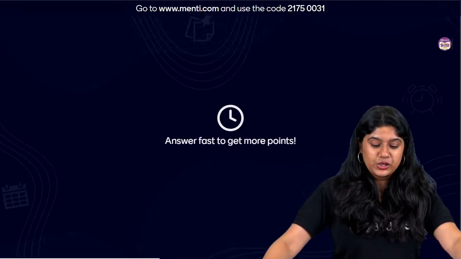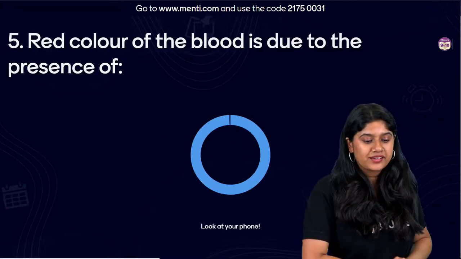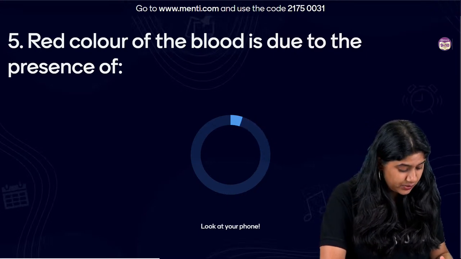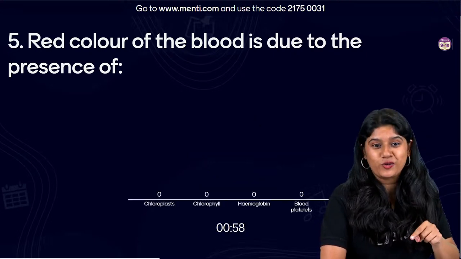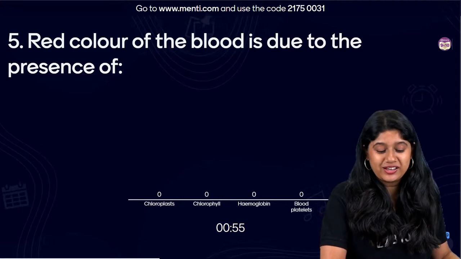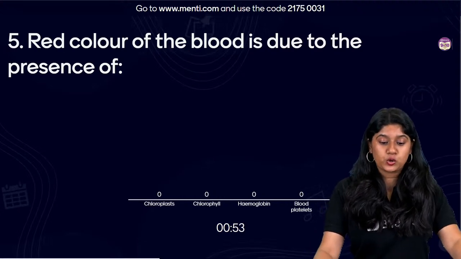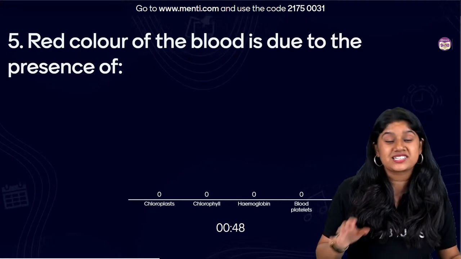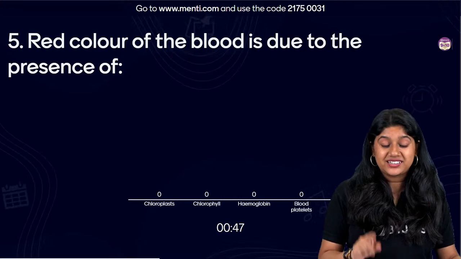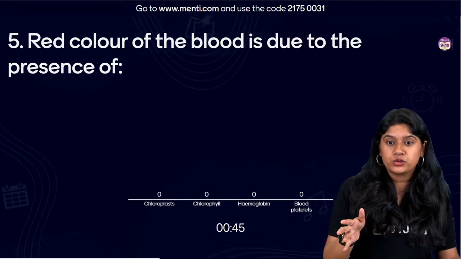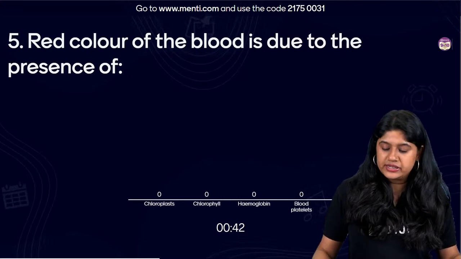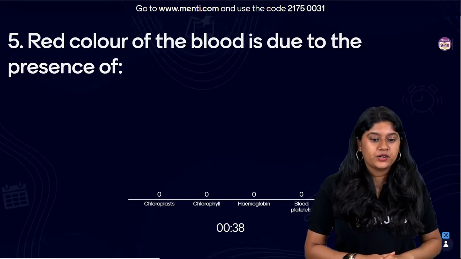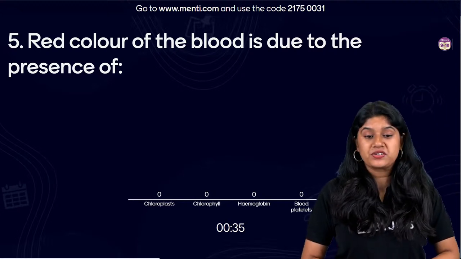Here we go. Question number 5. The red color of the blood is due to the presence of... Oh, it's a really very easy question. I'm also playing along with you. The red color of the blood is due to the presence of chloroplast, chlorophyll, hemoglobin, or blood platelets. It's such an easy question. If all of you quickly vote, we can move ahead. Very good. So the red color of the blood is due to the presence of what?